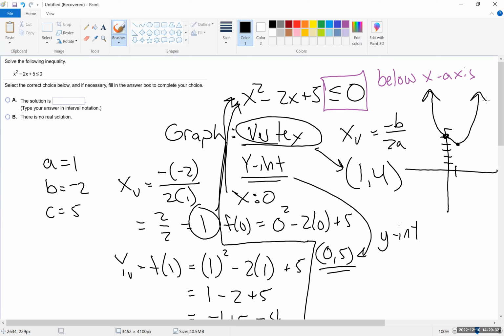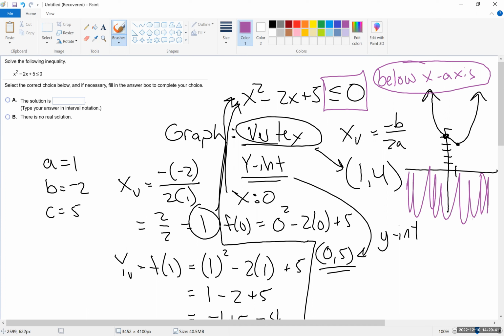And then we're going to ask ourselves, when is the graph below the x-axis? When is the graph down here? Do we have any graph down there at all? We do not. So on this one, it's B. There are no solutions, because if we're less than or equal to 0, that's below the x-axis. All right, let's pause here.